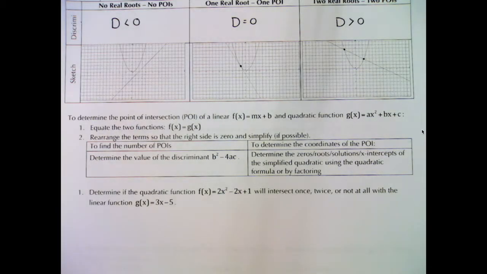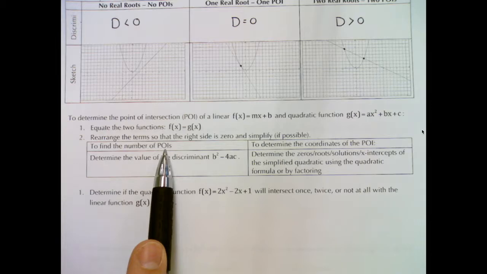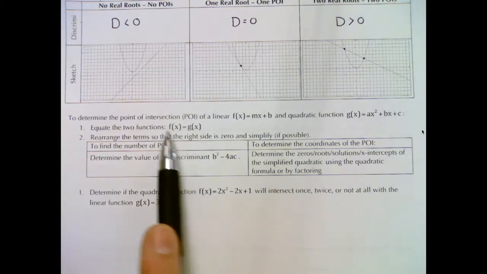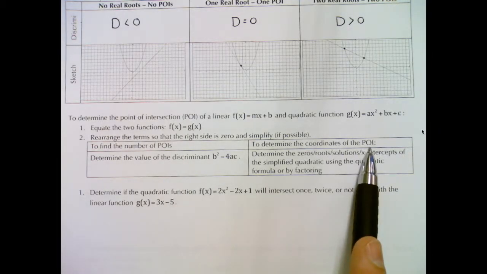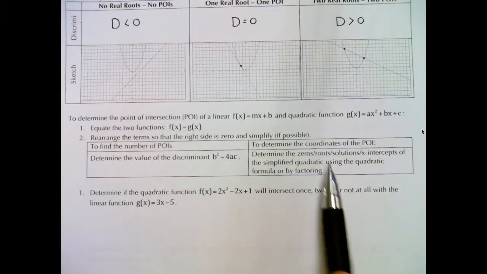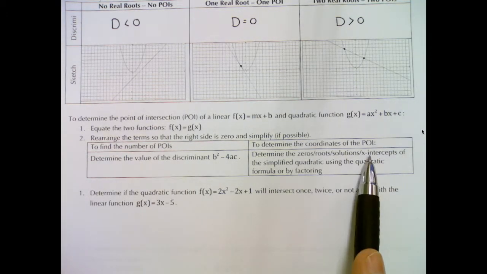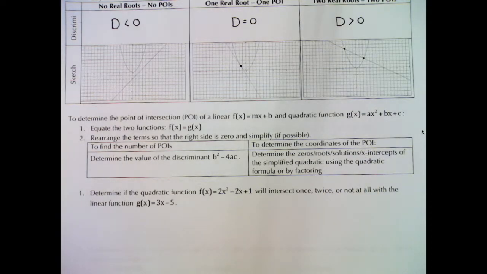So you'll get two types of questions. I'll give you a line and a parabola, and I'll ask you how many points of intersection there are. And if that's the question, you can use the discriminant after equating them and rearranging. If I ask for the coordinates of where they cross, you'll set them equal, rearrange, but instead of using the discriminant, you'll find the roots. And the way you'll do that is by using factoring or the quadratic formula. So we'll work through both of those scenarios. Let's give it a shot.